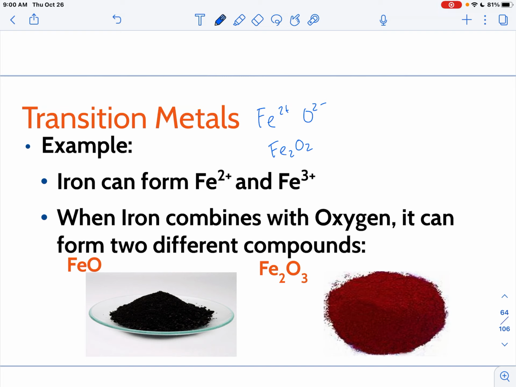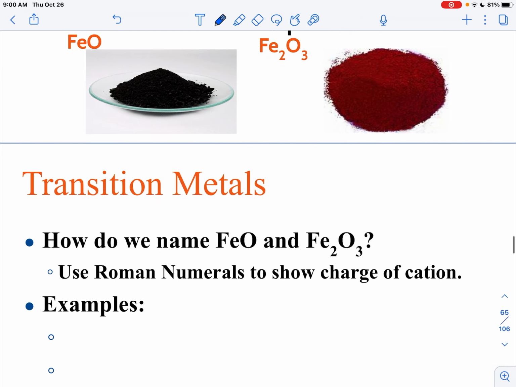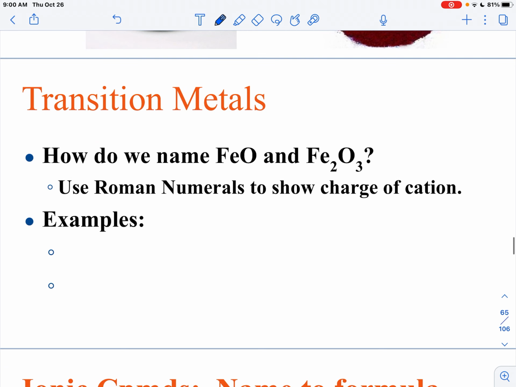And you can see these two are very different here. The Fe2O3 is this bright red color, and that is what we would normally think of as rust. You'll often hear rust referred to as iron oxide, but that's not totally correct, because iron oxide could be this black powder over here, and that's not what you would normally think of. So we need to know how to tell the difference between these two versions of iron oxide.